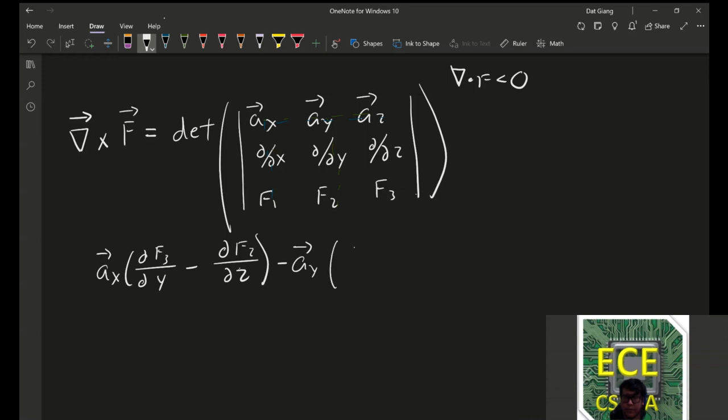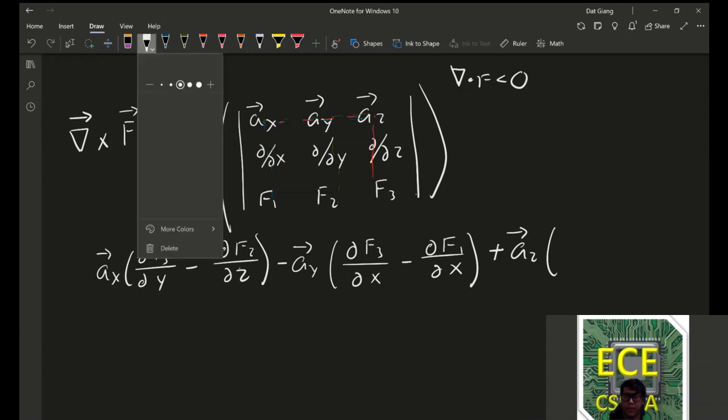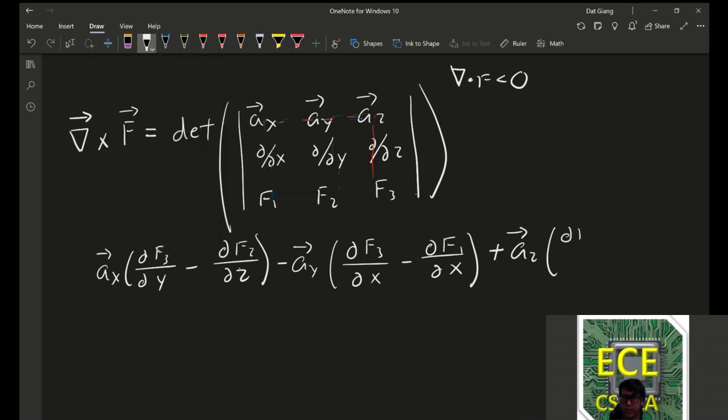So we have partial f3 partial x minus partial f1 partial x. And then we have az denoted by the following. Cross this row and column out, and we get the determinant of this. Gives us partial f2 partial x minus partial f1 partial y.